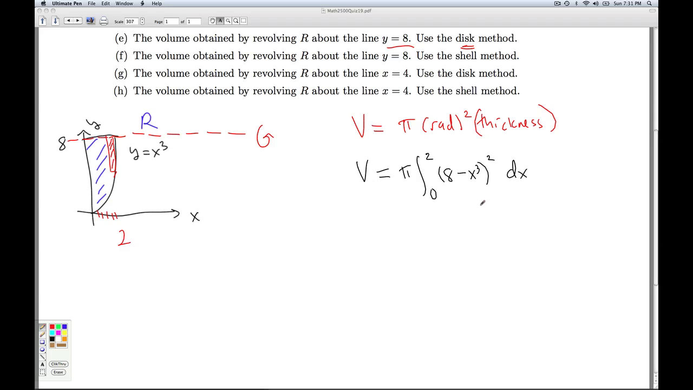And even though we're just asked to set this up, if we were to proceed, what we'd have to do is multiply this out using 8 minus x cubed times 8 minus x cubed, so use your FOIL or whatever you want to call it, and then integrate term by term. That'll do it then for part E.